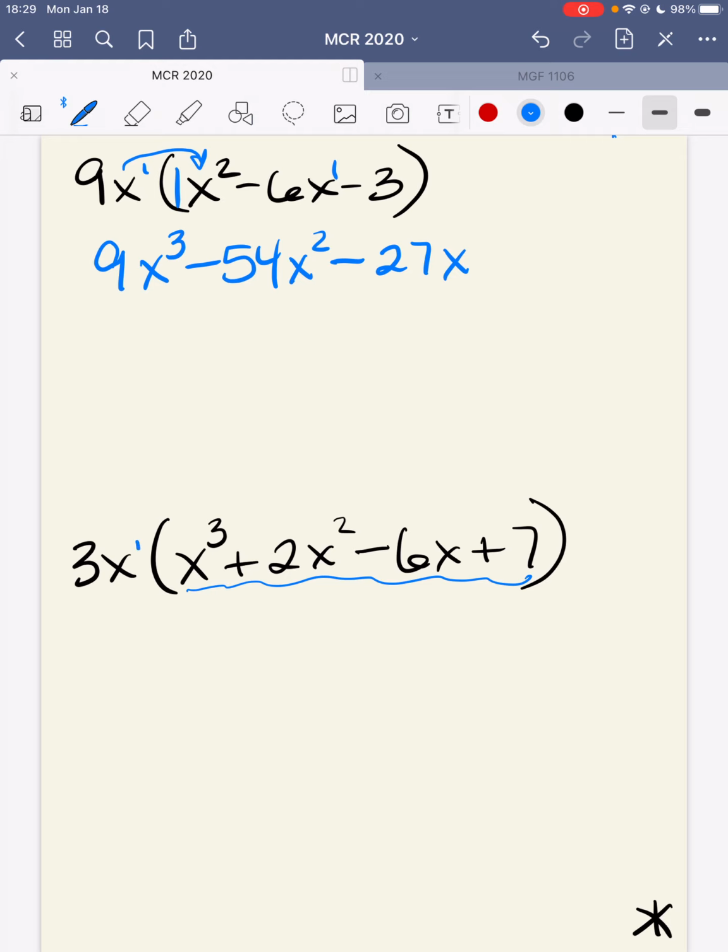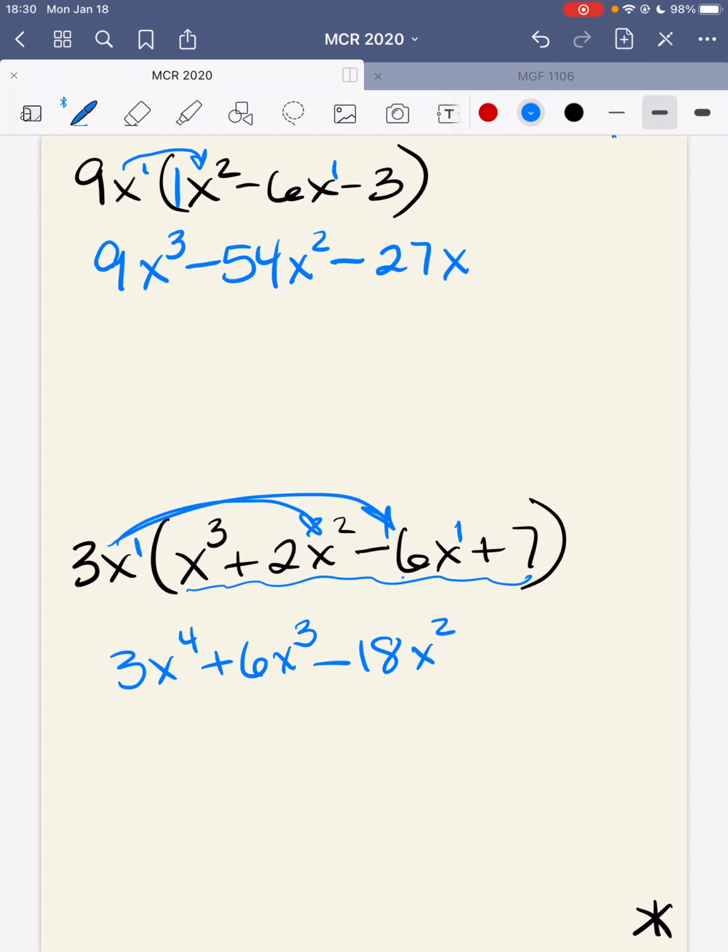Okay, so this is x to the first on the outside. So 3x times x cubed is 3x to the 1 plus 3, or 4. Positive and a positive give me a plus. 2 times 3 is 6. X times x squared is x to the third. Positive times a negative give me a minus. 6 times 3 is 18. X to the first and x to the first. X to the 1 plus 1 is 2.